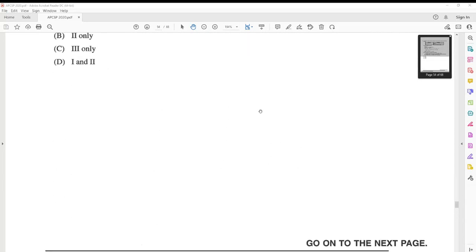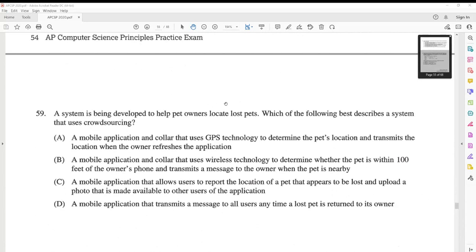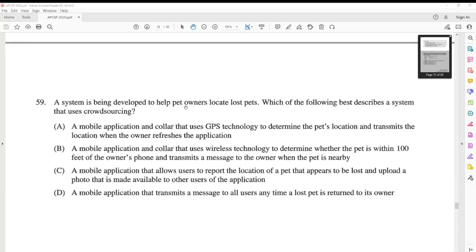Okay, 59. A system is being developed to help pet owners locate lost pets. Which of the following best describes a system that uses crowdsourcing? Crowdsourcing is using people on the internet to help you provide money or ideas or programs.